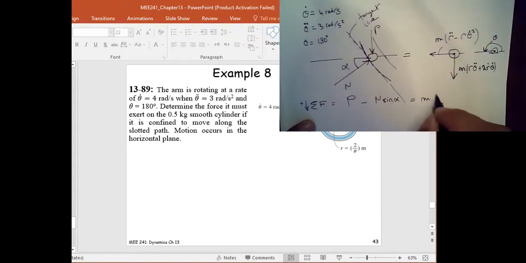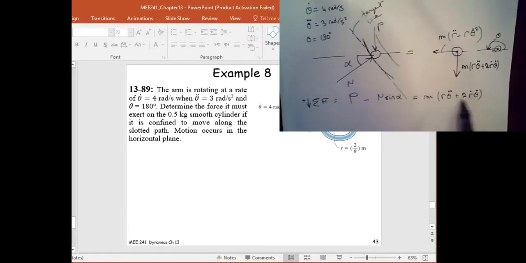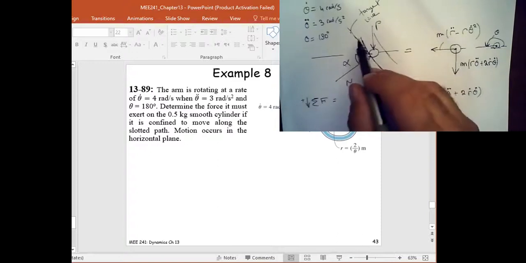M times R theta double dot plus 2 R prime theta prime. So now we need these values: we need to find theta prime, theta double dot, and R at that value. Okay, before I do that, let's find alpha. To find alpha, we need to find the angle phi.